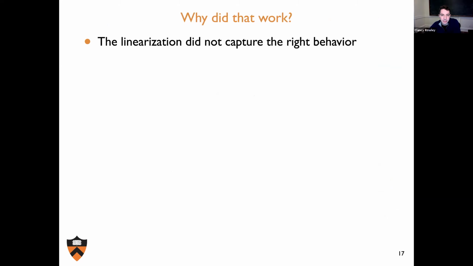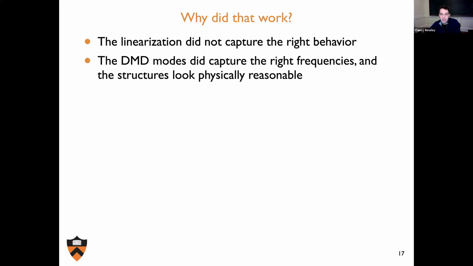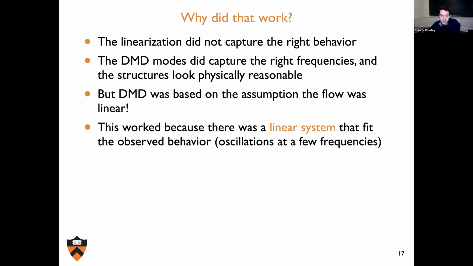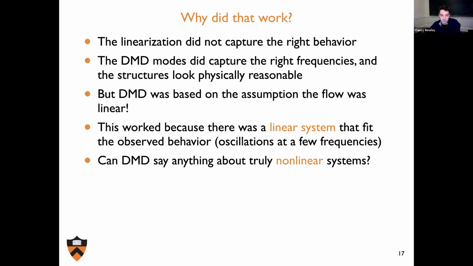Why did this work? So the linearization about the equilibrium didn't capture the right behavior, but the DMD modes did capture the right frequencies and good structures. But DMD was somehow based on an assumption that the flow is linear. So this kind of seems contradictory here. Well, it works in this case because there's a linear system that fit the observed behavior, which was, again, kind of harking back to the first example, oscillations at a few frequencies. So there was a linear system that captured that reasonably well, and DMD found that linear system.